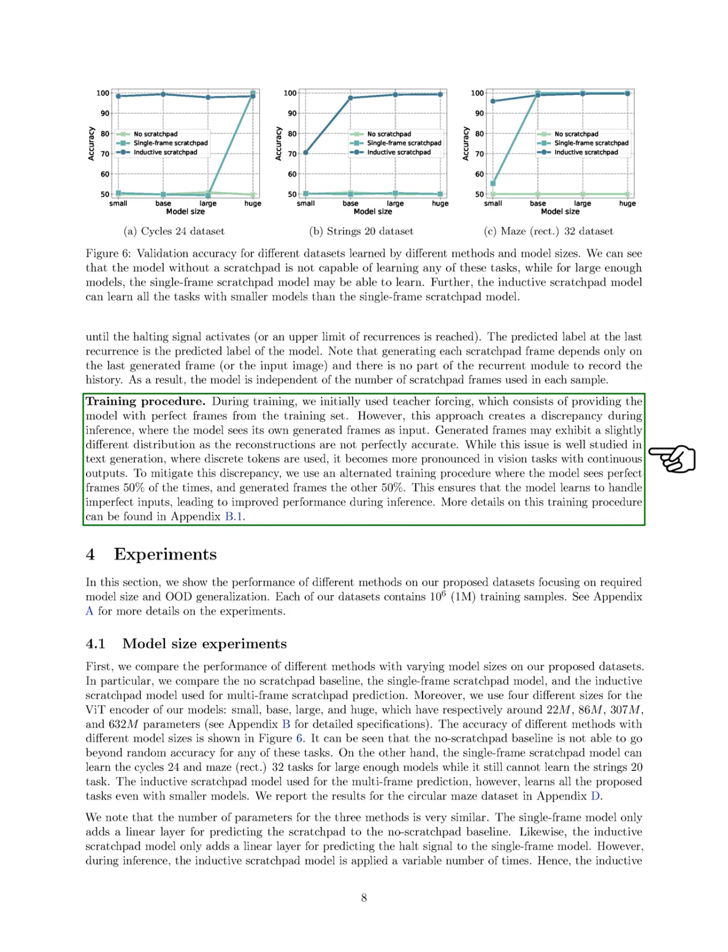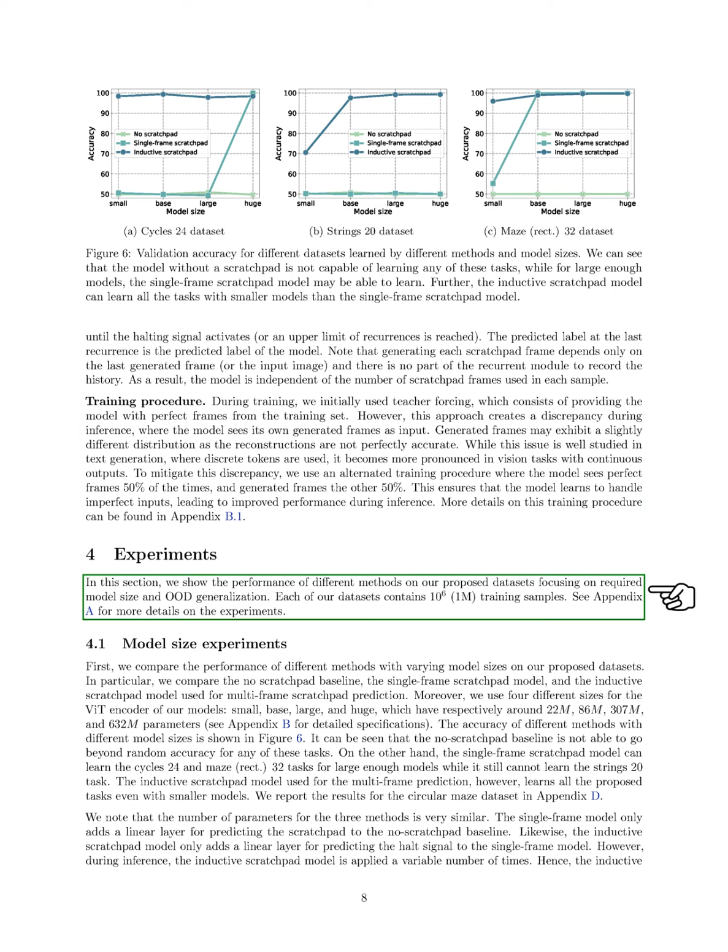During training, we initially used teacher forcing, providing the model with perfect frames from the training set. However, this led to discrepancies during inference, as the model would then use its own generated frames, which might differ slightly in distribution. To address this, we implemented an alternating training procedure where the model sees perfect frames half the time and generated frames the other half. This approach helps the model learn to manage imperfect inputs, enhancing its performance during inference.